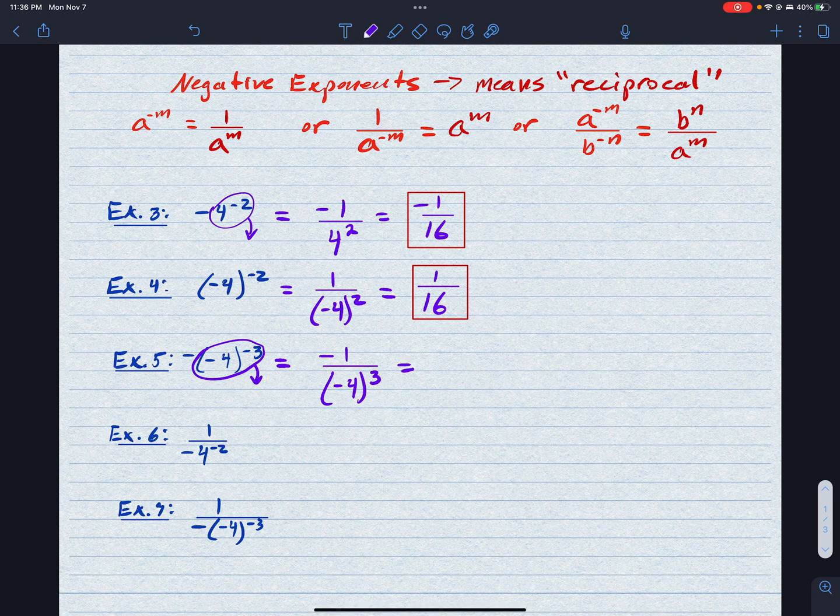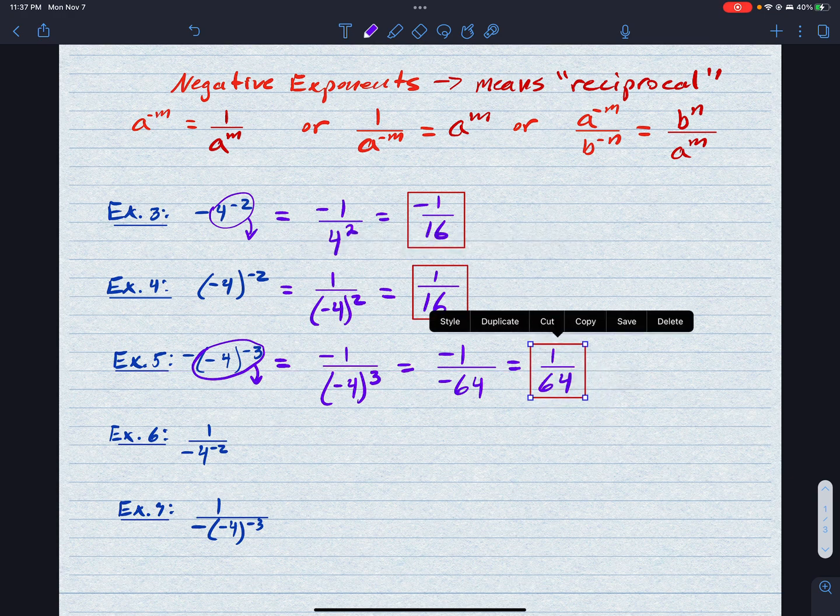Once again, when it shifts positions, the exponent turns into a positive. So negative 4 cubed, well, that negative 1 is still sitting up top, but a negative raised to the third power stays a negative, and 4 cubed is 64, so it's negative 64. And now the negative over a negative becomes a positive 1 over 64, because a negative divided by a negative is a positive.